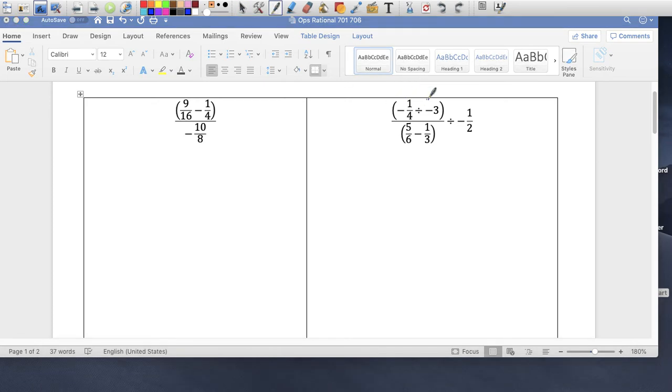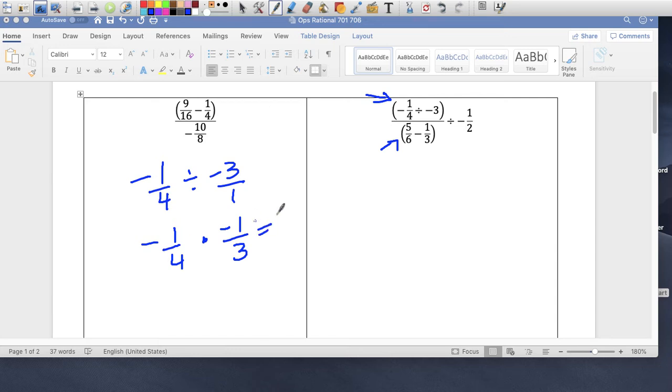So again, I'm going to do this part first, this part second, and then I'm going to divide. So let me focus on the top one. It's negative 1/4 divided by negative 3. Well, let me put this over 1, right? So I get negative 1/4 times negative 3 over 1. Sorry, I'm going to do the reciprocal, 1 over 3. So a negative times a negative is a positive, and 1 times 1 is 1, and at the bottom 4 times 3 is 12.